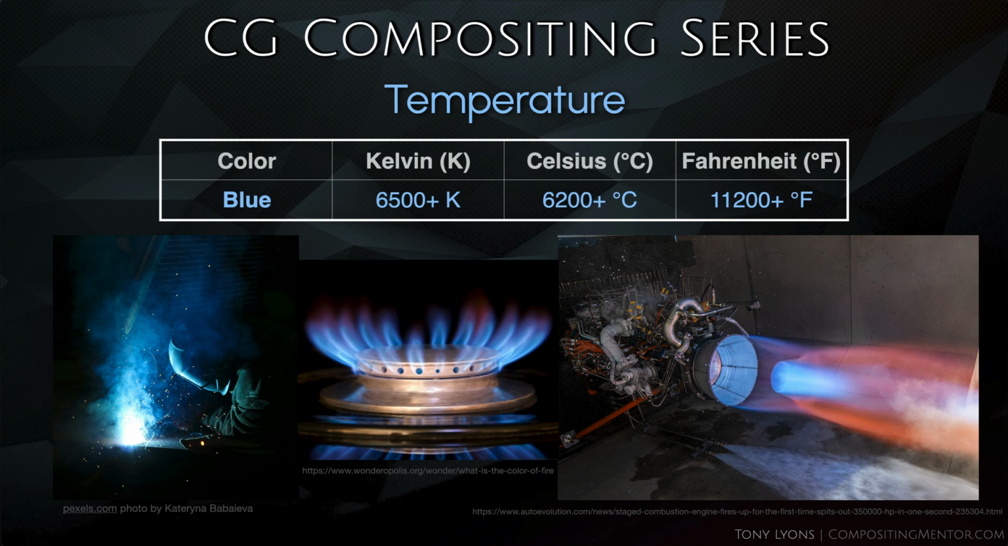You can see this in examples such as a welding torch, which is being used to melt metal, a gas stove at the very base where the gas is coming out, or a rocket engine, for example, where at the hottest point it is blue flames that are coming out, and then as the flames cool, they are turning more into that warmish red tone.